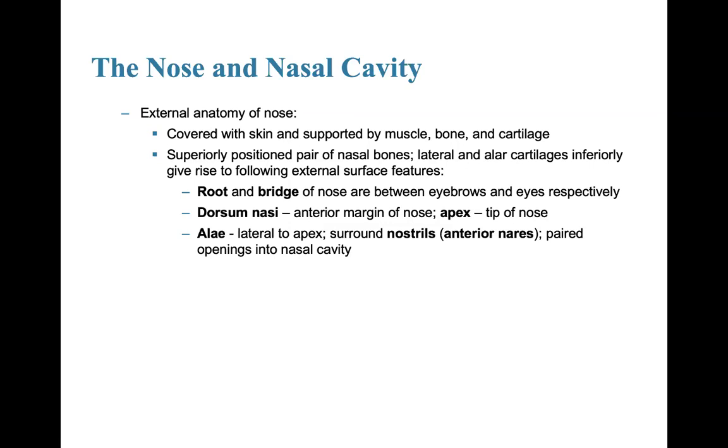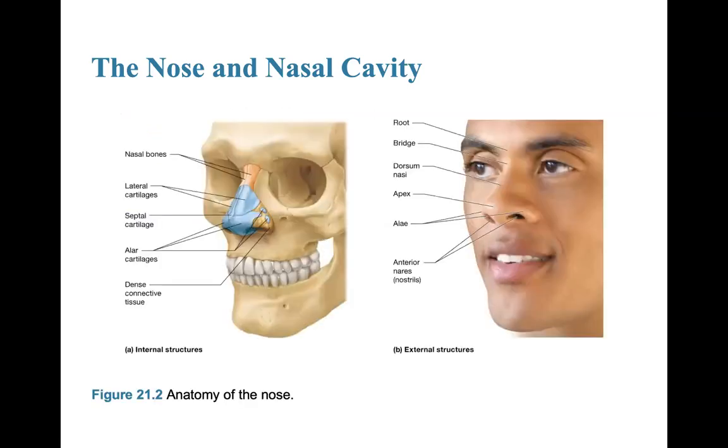You have the root and bridge of the nose, which are between the eyebrows and the eyes respectively. The dorsum nasi is the anterior margin of the nose. The apex is the tip of the nose, and the ala is lateral to the apex, and it surrounds the nostrils, or what we refer to as the anterior nares, which are paired openings into the nasal cavity. And here you can see in blue an indication of cartilage. So what you're mostly seeing there is that cartilage, in these various areas we described.